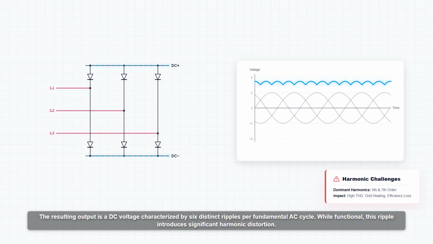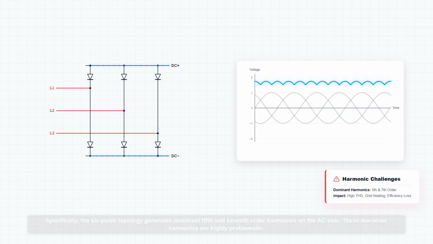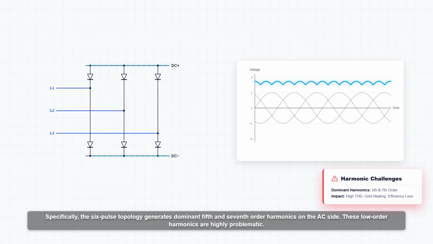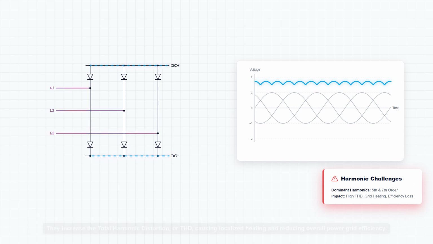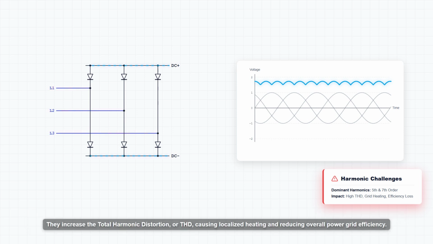While functional, this ripple introduces significant harmonic distortion. Specifically, the 6-pulse topology generates dominant 5th and 7th order harmonics on the AC side. These low order harmonics are highly problematic. They increase the total harmonic distortion, or THD, causing localized heating and reducing overall power grid efficiency.